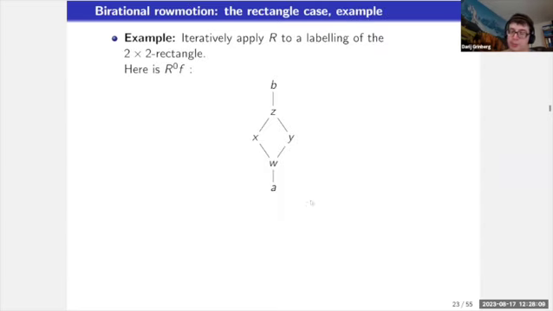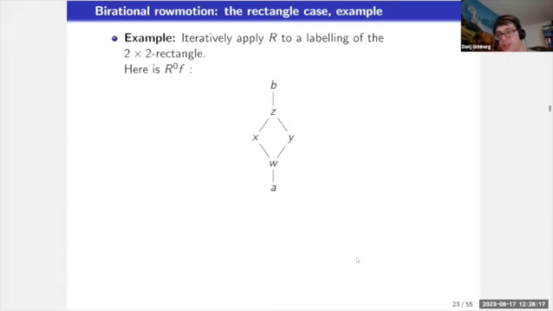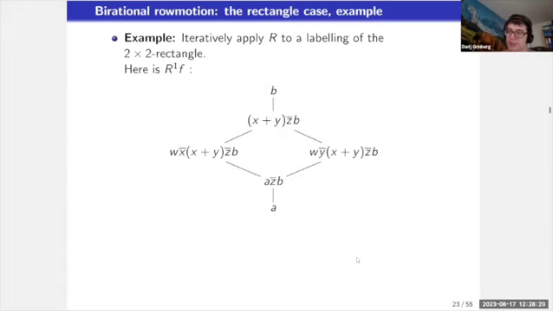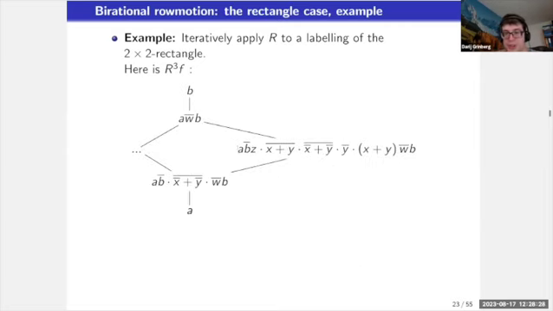So here is the example. This is the rectangle, and this is the 1 and 0. Here is the original labeling that we start with. Here is the labeling after one row motion. This, I think, you've seen now. Now let's do another row motion. Another row motion. As you see, the terms get big, so I had to skip one.